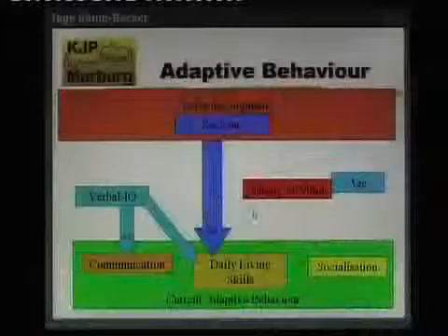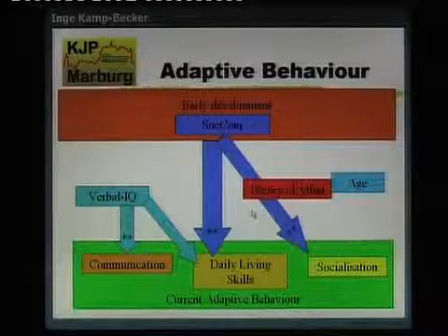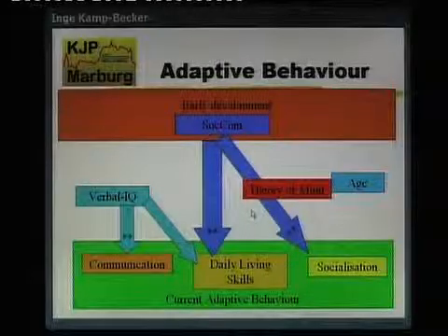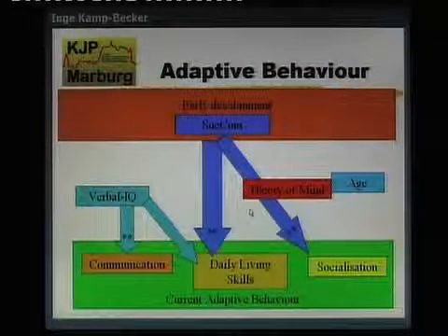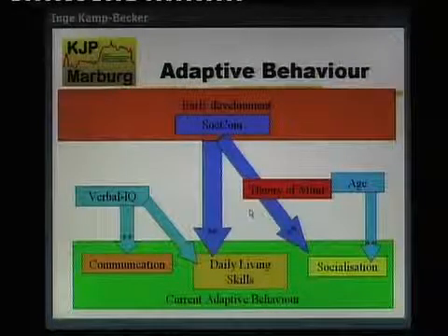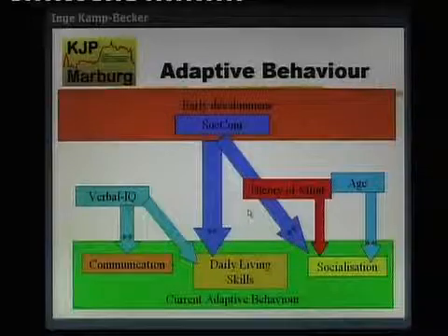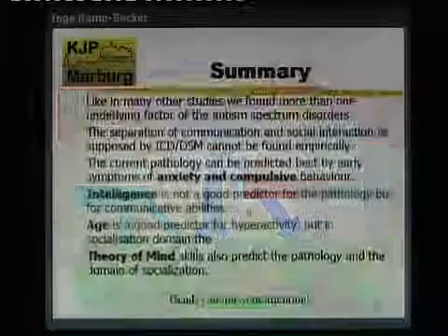For the adaptive behaviors, we could see that the verbal IQ is a good predictor for communication and daily living skills, but for the socialization domain, it is not. For the socialization domain, the early social communication abilities are a predictive factor, and also, in a negative relation, the age and the theory of mind abilities.